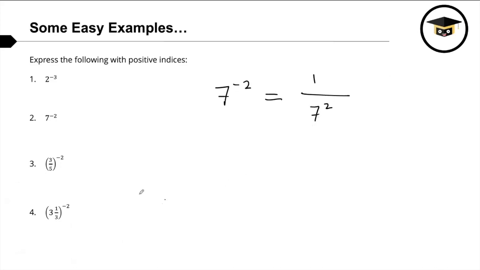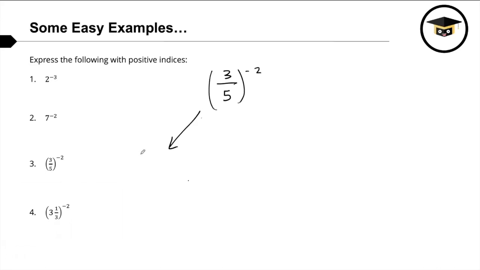Now let's have a go at question 3. Now with question 3, this one's a bit trickier. So we have 3 over 5 to the power of negative 2. So one way of doing this would be just saying 1 over 3 over 5 to the power of positive 2. Now, there's nothing wrong with this, but it does look a bit messy. What's a better way of doing this?